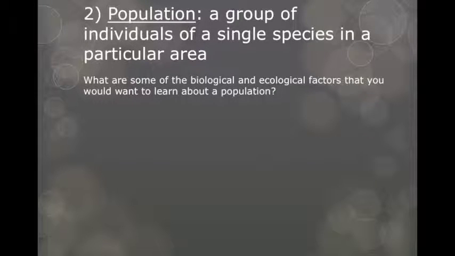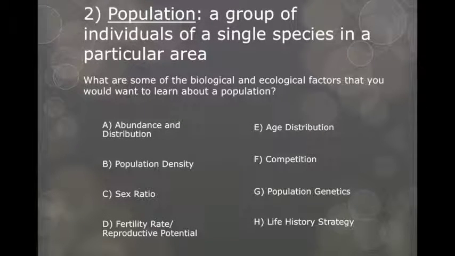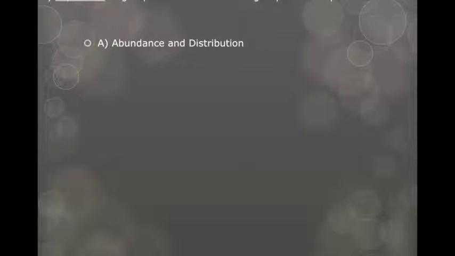So, what are some of the biological and ecological factors that you would want to learn about a population? Here is a list. We might want to look at abundance and distribution, population density, sex ratio, fertility rate or reproductive potential, age distribution, competition, population genetics, or life history strategy. And we'll go through each of these in detail. We'll start with abundance and distribution. First, abundance. This basically is population size.